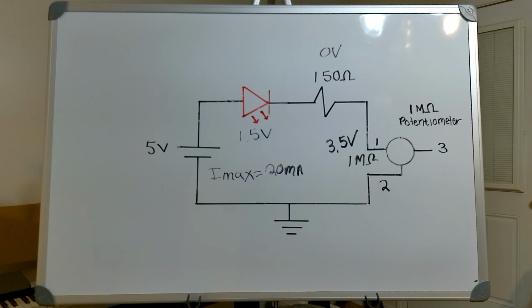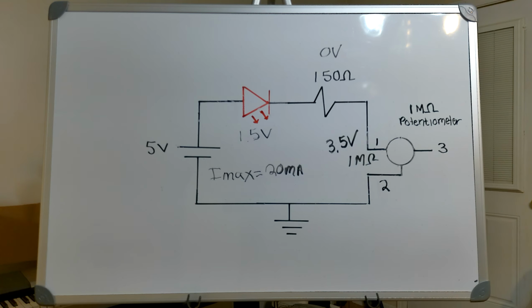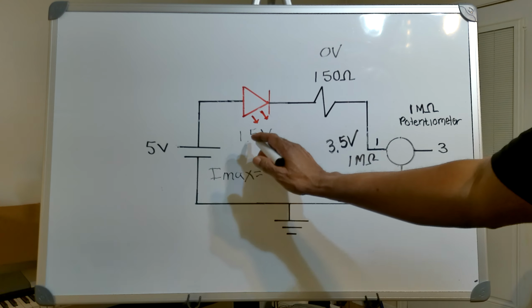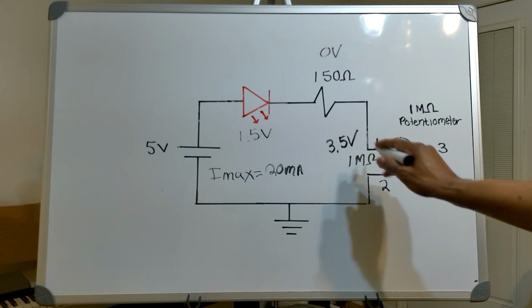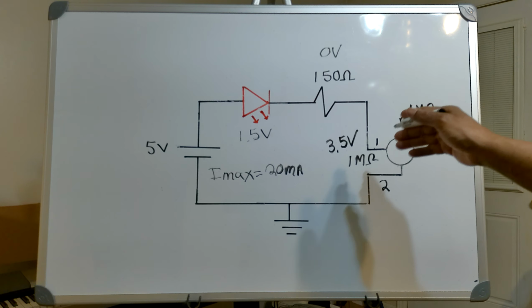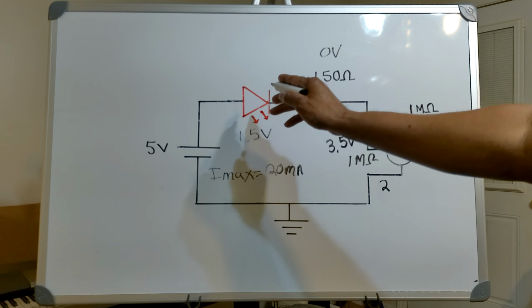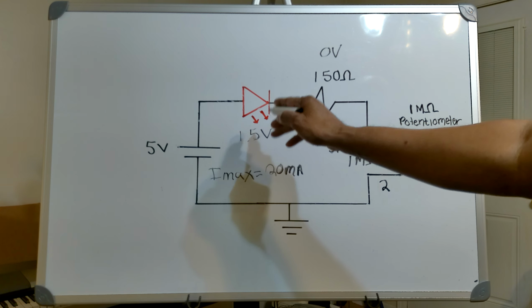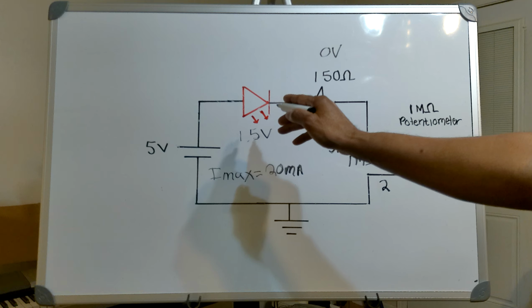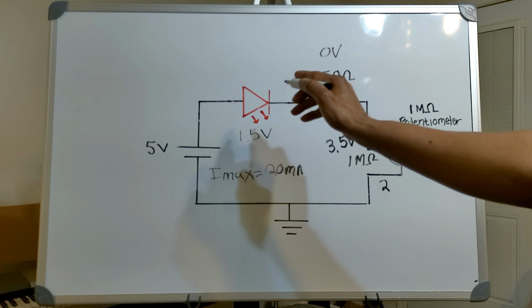Now, I know that seems kind of odd. I mean, if I've got 0 volts here, okay, but I've got 1.5 volts here and I've got 3.5 volts here, obviously I've got some current still flowing through my circuit. That means that this LED is not completely off. And I'll show you what I mean by that in a minute.